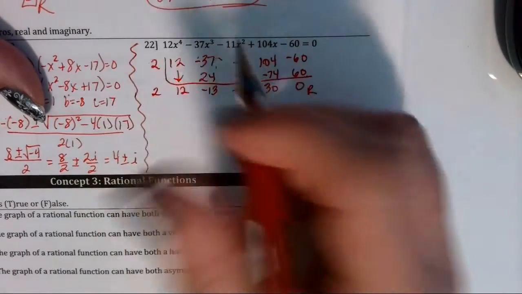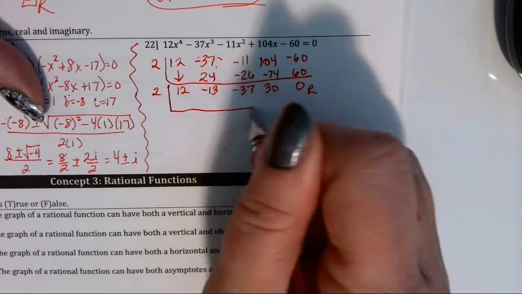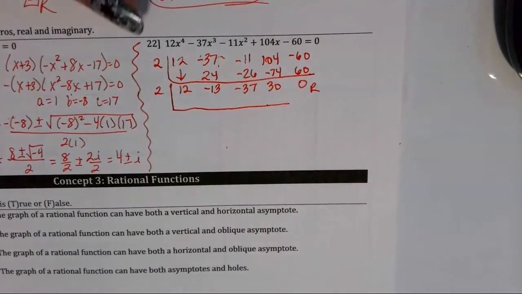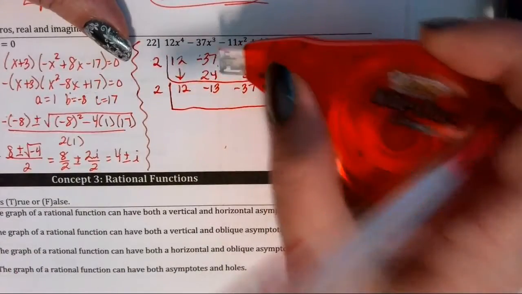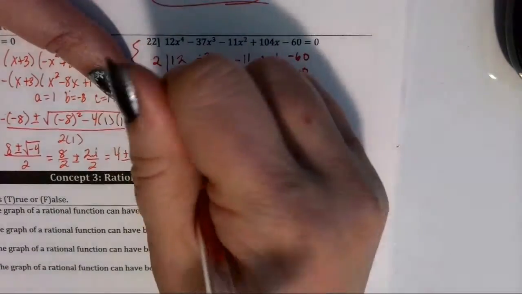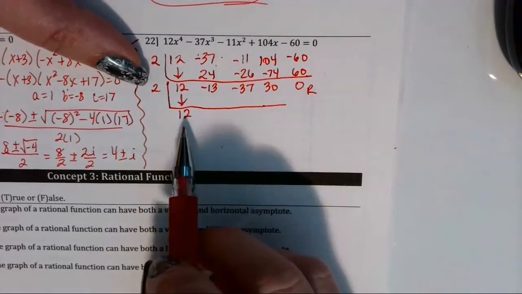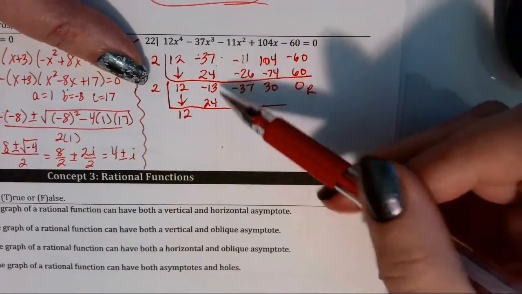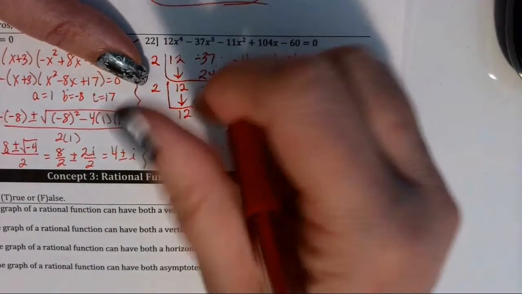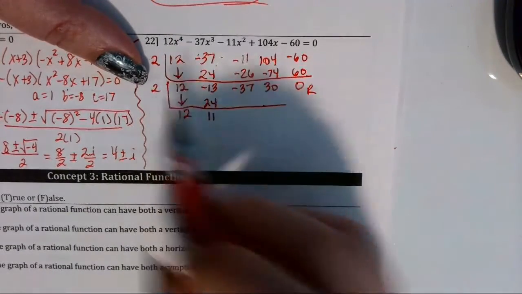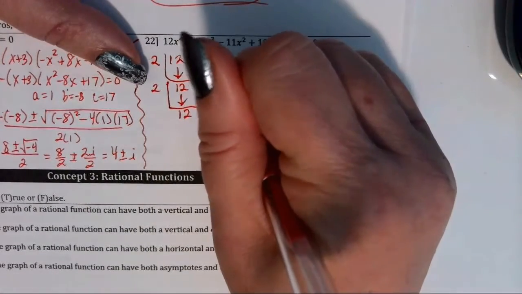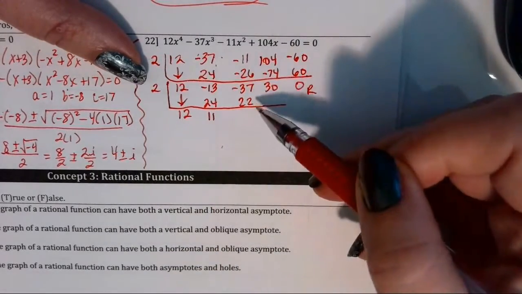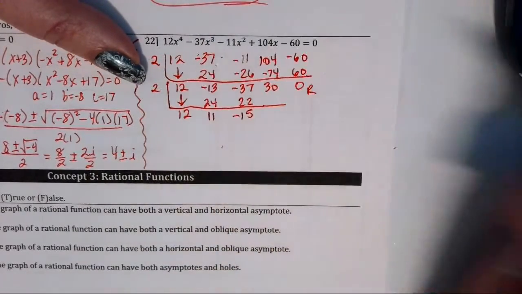So when we divide again with that 2, since there was a bounce on the graph and we know it had multiplicity of 2, then we're going to bring down that first value and multiply. 12 times 2 is 24. Then add negative 13 plus 24 is 11. Multiply. 11 times 2 is 22. Add negative 37 plus 22 is negative 15.